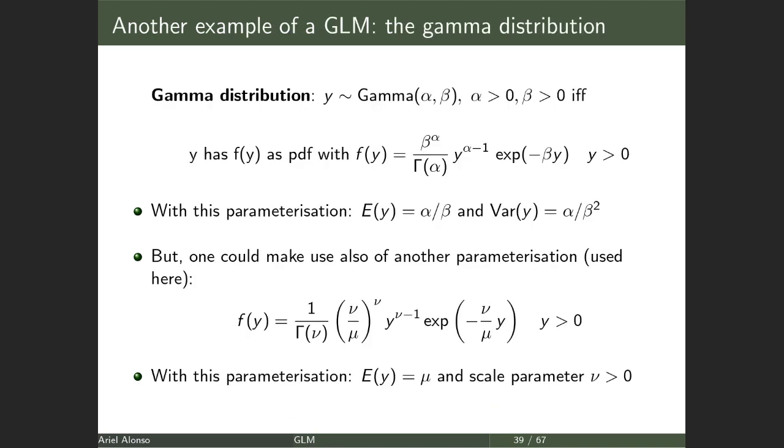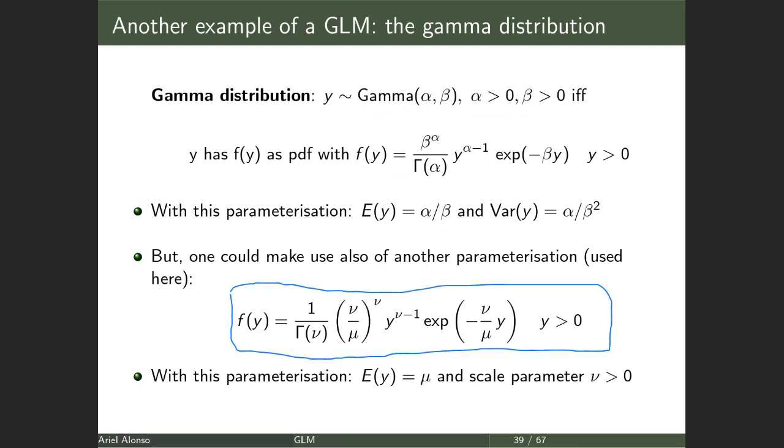So let's go back to the gamma distribution for a second, and let me show you how this model is. It's just a distribution in the exponential family, and you say that y follows a gamma distribution with parameters alpha and beta if it has this density, just the gamma density. With this parameterization, the mean is equal to alpha divided by beta, and the variance has this expression. But we are not going to use that parameterization. We are going to use this parameterization over here that depends directly on the mean.